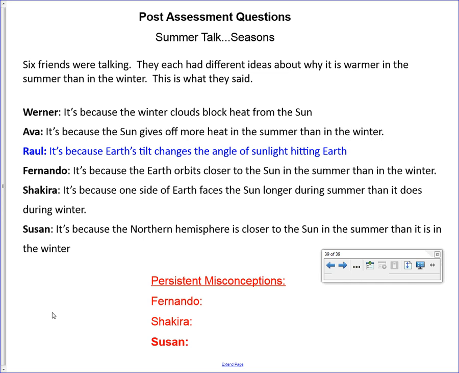So I can't stress enough that the closeness to the sun, the distance to the sun, has absolutely no bearing on our seasons. Very, very little bearing. I would say 99% a result of the Earth's tilt that causes changes to the angle of sunlight.